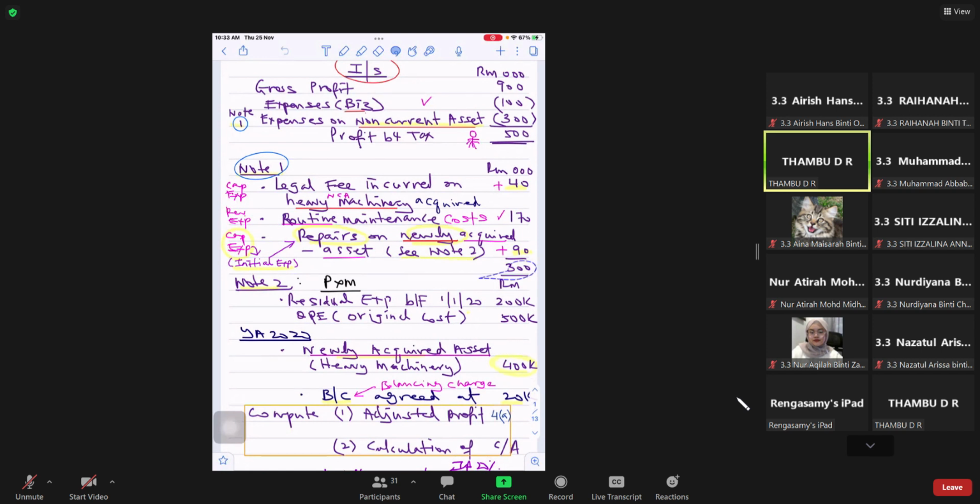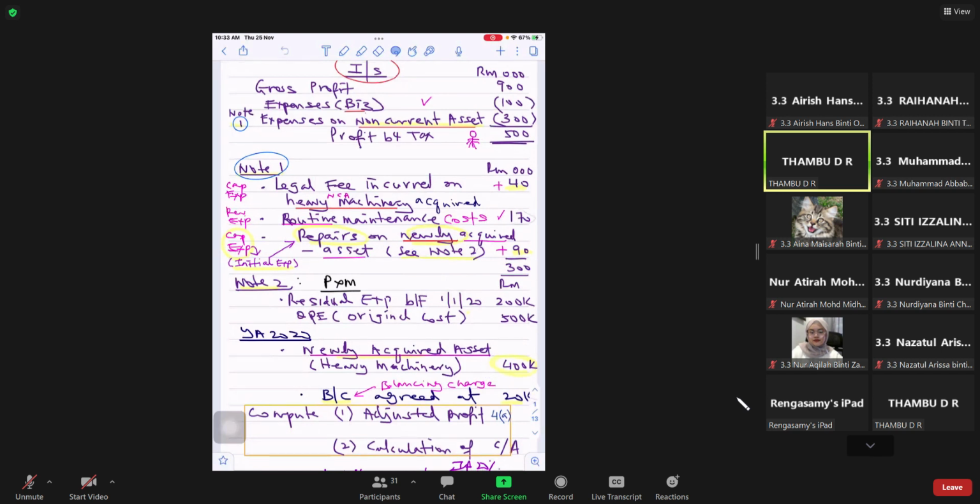So out of the 390, saya kena buang ke sini. Ambil ini, campur sini. Kemudian, tengok ini lagi ada 40. Legal fee incurred on heavy machine. Ini legal fee untuk belian aset. Legal fee untuk belian aset, kita campur aset dengan aset. So ini pun tak mau. Daripada angka ini, keluarkan ini, masuk ke sini. Campur sini. Jadi 90 and 40 kita campur sini. Jadi berapa? 130. 90 plus 40, 130. Ini sudah jadi 530 sekarang.